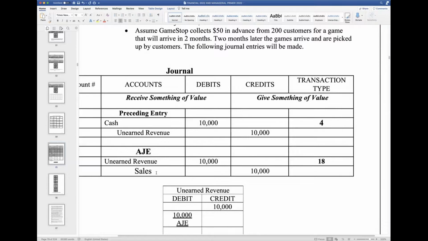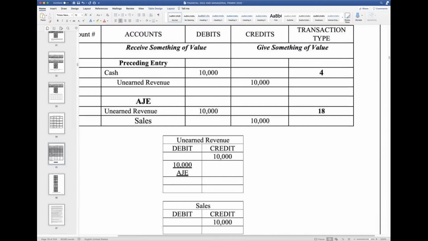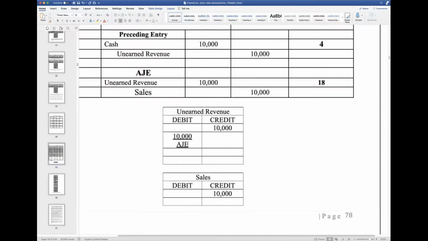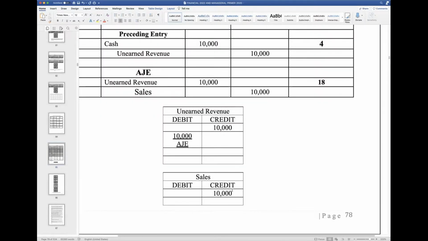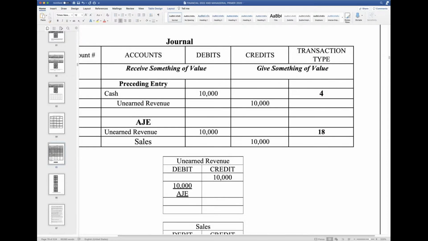Burlington Coat Factory does a lot of this. They get your money, and they hold the asset on layaway. When you finish paying, they give you the asset, then they move it from unearned to earned. So when we get the cash, the preceding entry, we have 10 here. When the money is earned, the AJE clears it out and puts it in revenue. So initially the cash is in the liability account. Once the services are performed, we close out the liability account and put it in revenue.